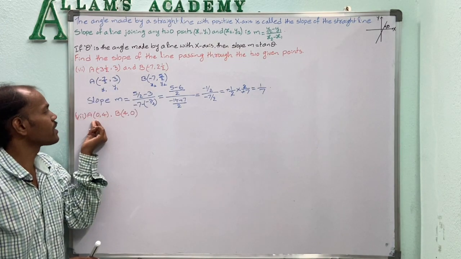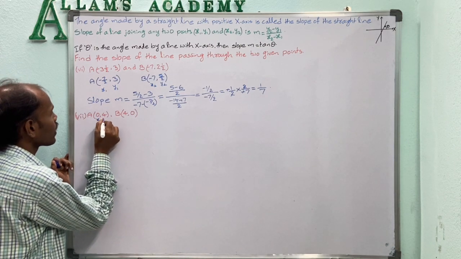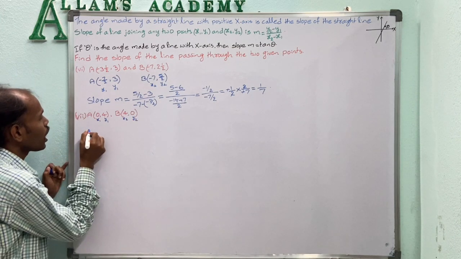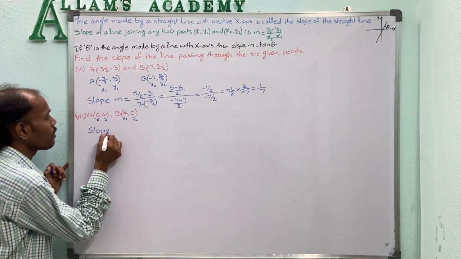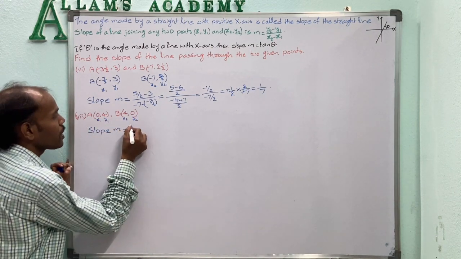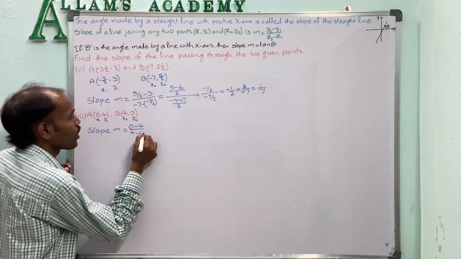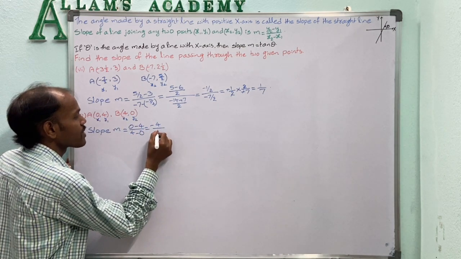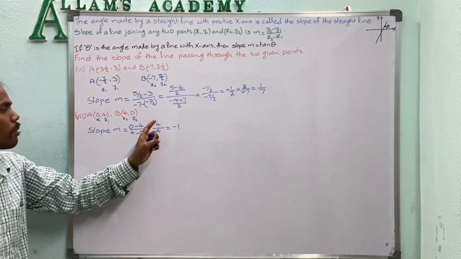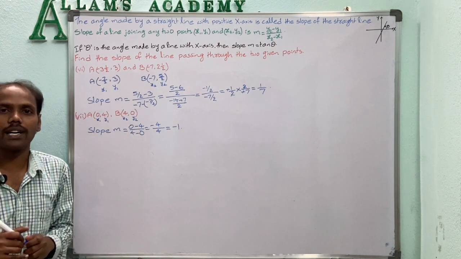Finding the slope of the points A of 0 comma 4, B of 4 comma 0. So here x1, y1 coordinates are 0 comma 4, x2, y2 coordinates are 4 comma 0. Now the slope m is equal to y2 minus y1 by x2 minus x1. So y2 minus y1, 0 minus 4 by x2 minus x1, that is 4 minus 0. 0 minus 4 equal to minus 4 and 4 minus 0 is equal to 4. Minus 4 by 4 is nothing but minus 1. So minus 1 is the slope for the points 0 comma 4 and 4 comma 0.